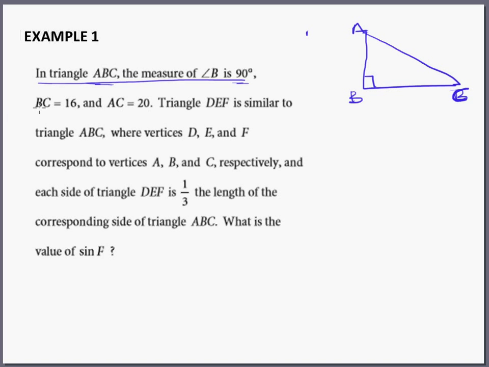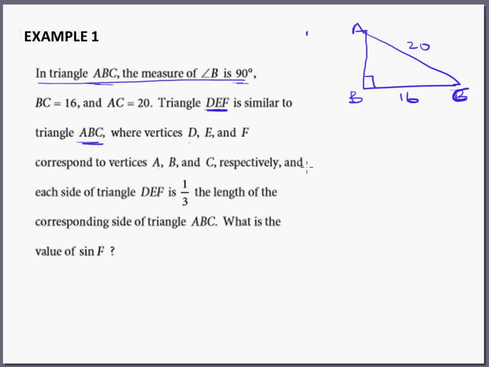So BC is 16, so we can put this 16 right here. AC is 20, so AC is 20 right here. And triangle DEF is similar to triangle ABC. So there's another triangle that we don't know, called DEF, where vertices D, E, and F correspond to vertices A, B, and C, respectively. That means D will correspond to A, E will correspond to B, and F will correspond to C.